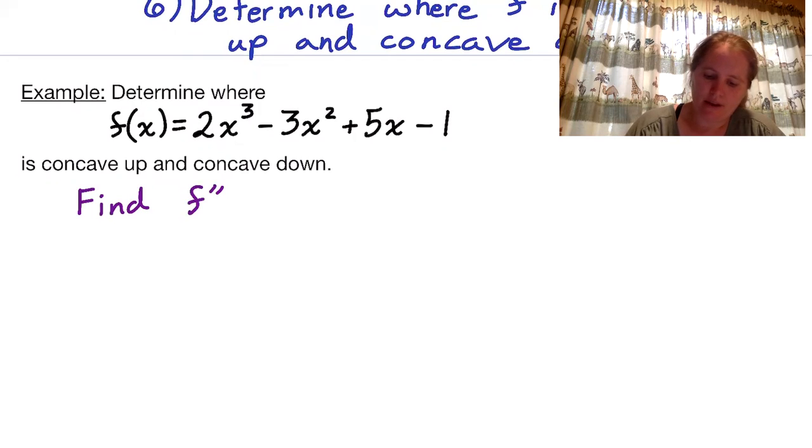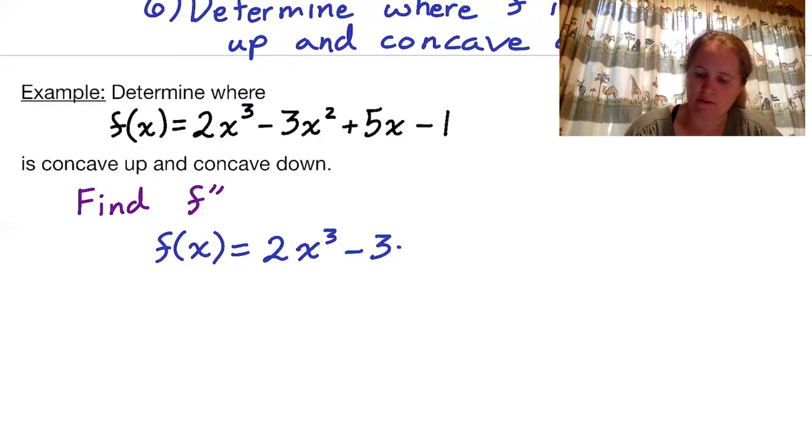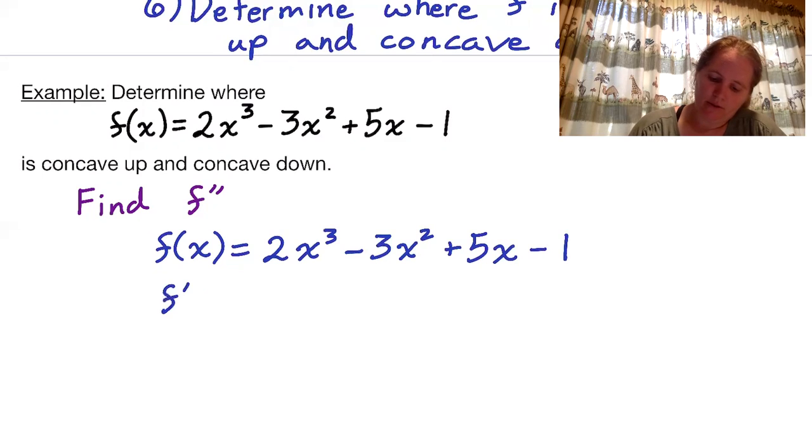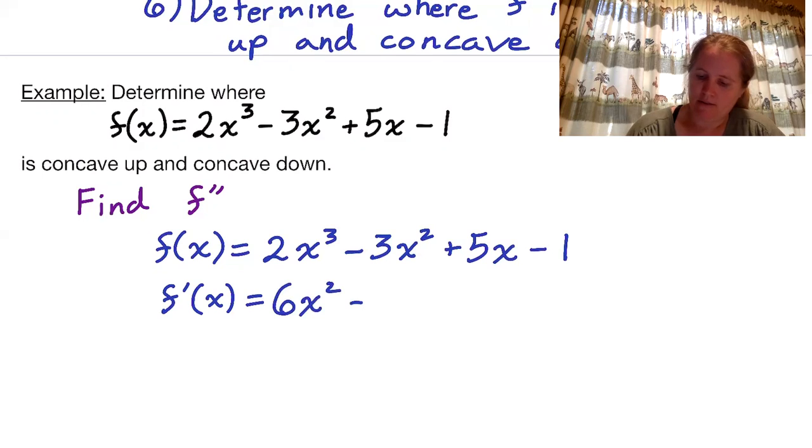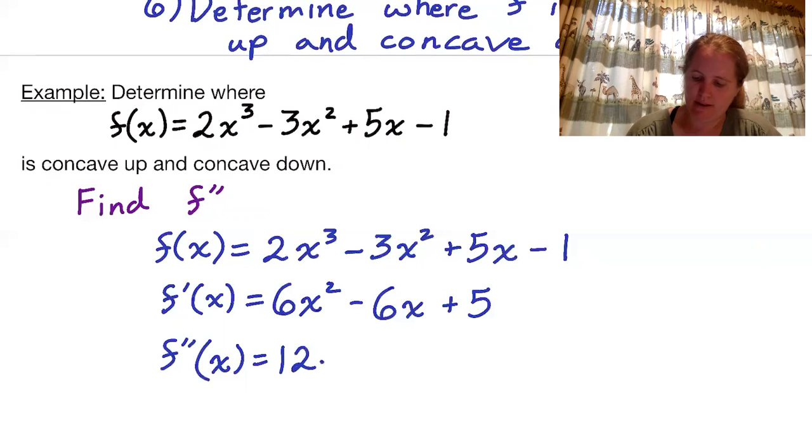So we start off with f of x equal to 2x cubed minus 3x squared plus 5x minus 1. We find the first derivative, f prime of x, and we get 6x squared minus 6x plus 5. We find the second derivative. Power rule says that this is 12x minus 6.